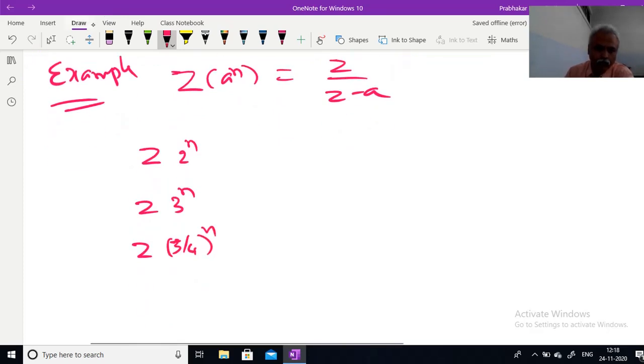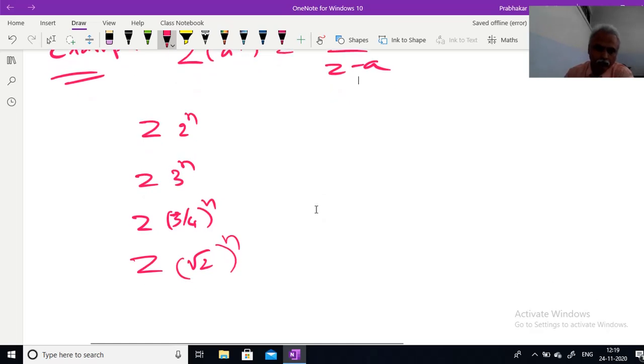What is z transform of root 2 raised to n? What is z transform of minus 3 by 2 raised to n?